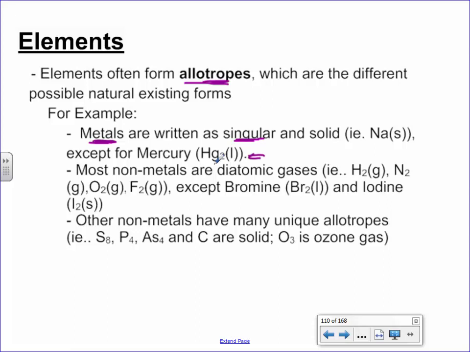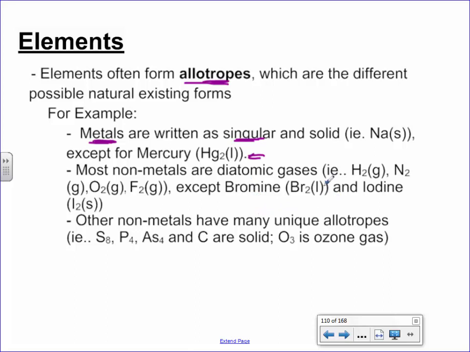So metals are really easy, though. With that one exception of mercury, every single metal, if it's an element, you only get one of them. So those are nice. But the non-metals are very tricky. Many of the nonmetals are what we call diatomics because they always come in a 2-pack. So I would really recommend you write some of these down.